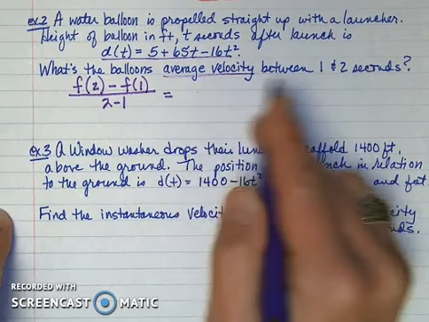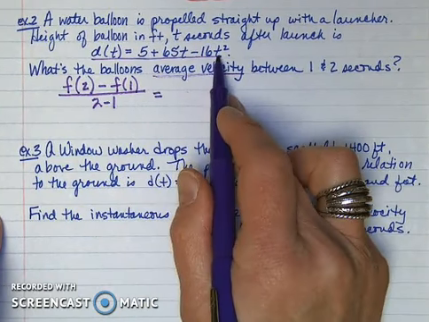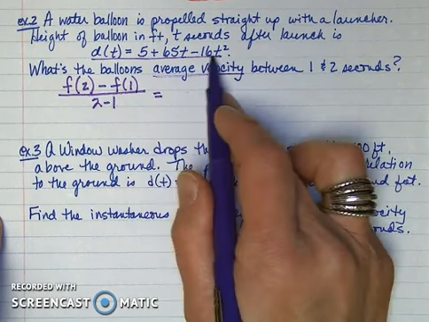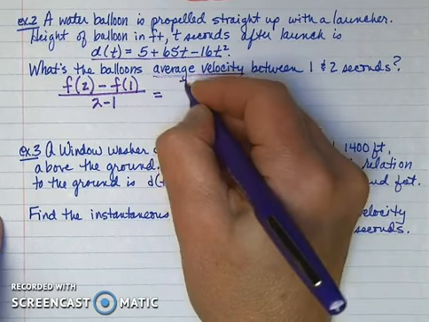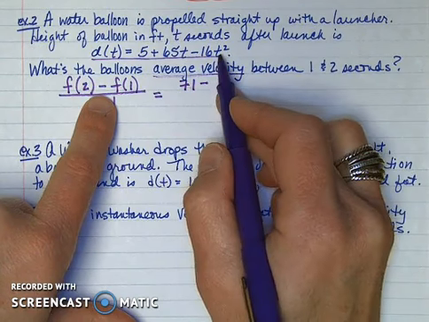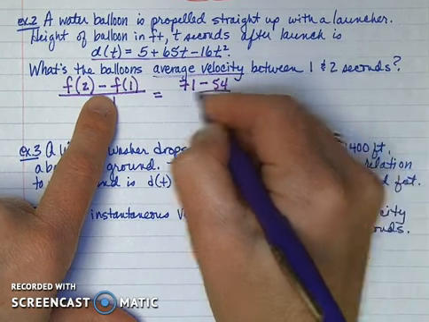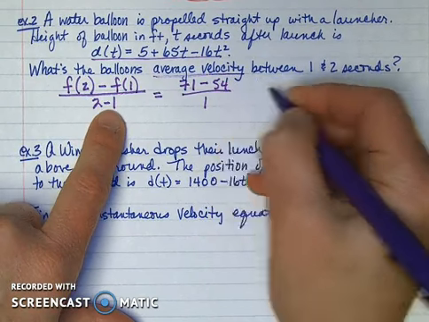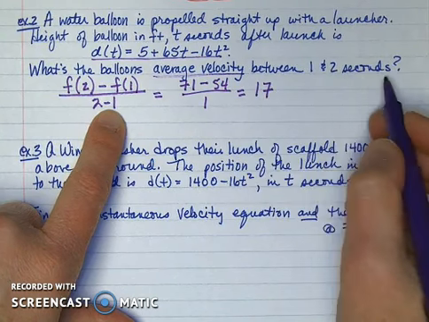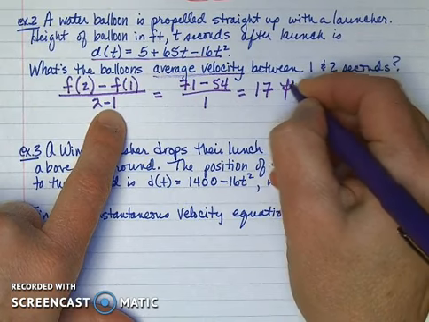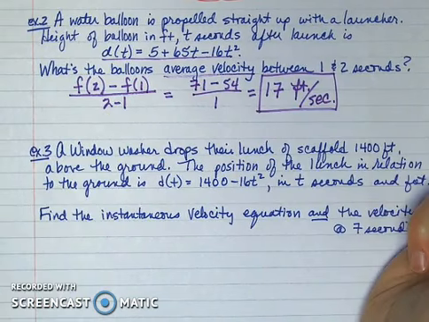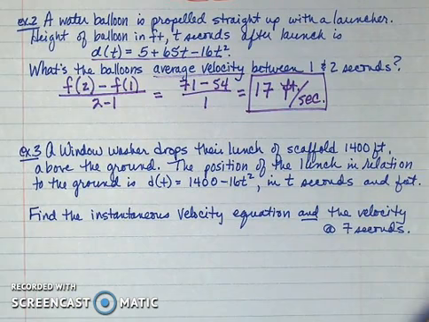Well, you can simply evaluate the function at 2. You can put that in your calculator and see what the value is. You evaluate that function at 2, and you find out that it is 71, minus the function when you plug in 1 second, which gives you 54, divided by 2 minus 1, which is 1. That tells you the average velocity between 1 and 2 seconds is 17 feet per second. Okay? That's not hard math. You just need to remember what formula you're using.